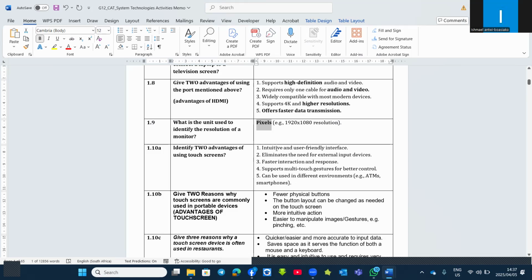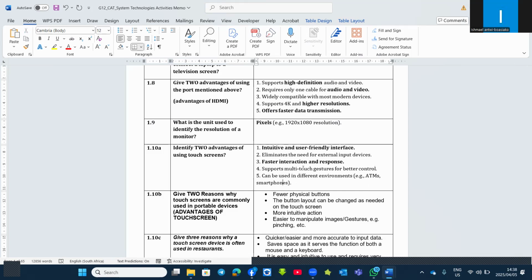So at least you can remember the intuitive or the user-friendliness of touch screen, and then faster interaction and response as well. So in most cases, in CAT theory, we always ask at least two, and then the maximum three. So at least you can remember the user-friendly and then the faster interaction as well.